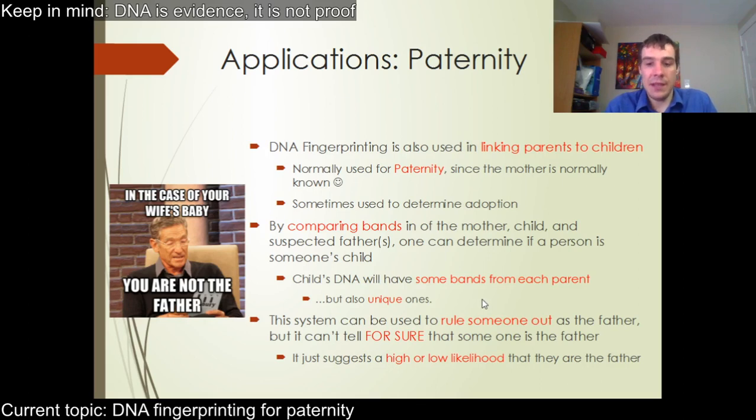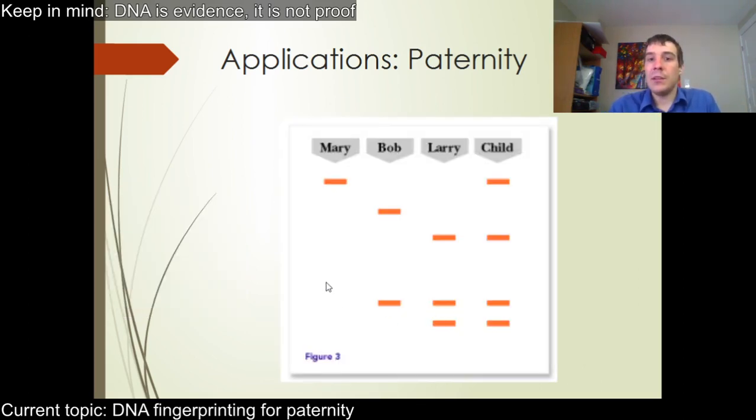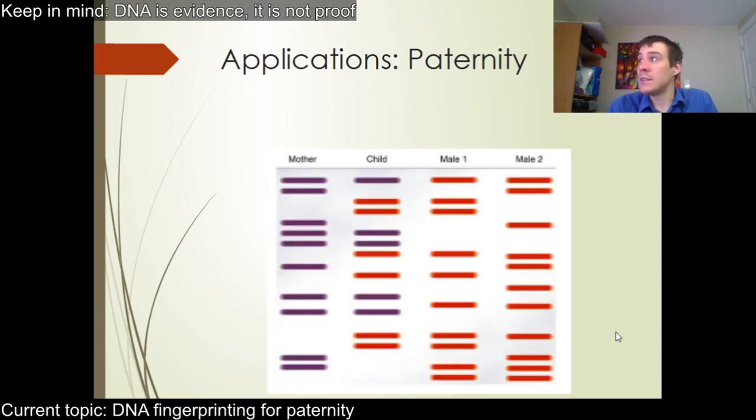So here, unlike the crime scene thing, we're going to see part of both. So here's Mary, who's the mom. Here's the kid. Is Bob or Larry the dad? Right, and it's Larry. Bob and Larry both have this size of repeat, but only Larry has this one and this one. And then this one came from mom. This one clearly came from mom. So that's the one. Here's another example of this.